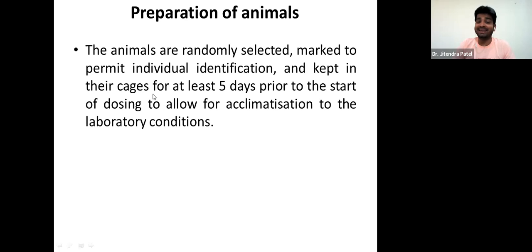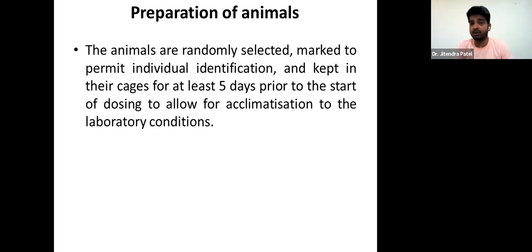And they are kept in their cages for at least 5 days prior to the start of dosing, the same cage in which we are going to maintain them until the completion of the study. We keep them 5 days before starting the dosing to allow for acclimatization to the laboratory condition. Immediately after getting them from the animal house or from so and so lab, we should not start; we need to wait and settle them into the particular environment, their air, temperature, water, humidity, all those things. Then we can start the study.